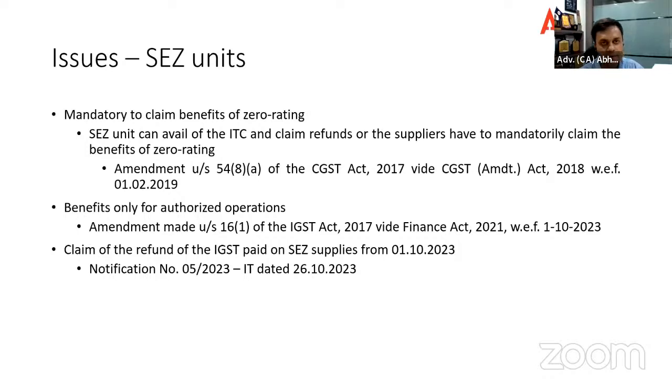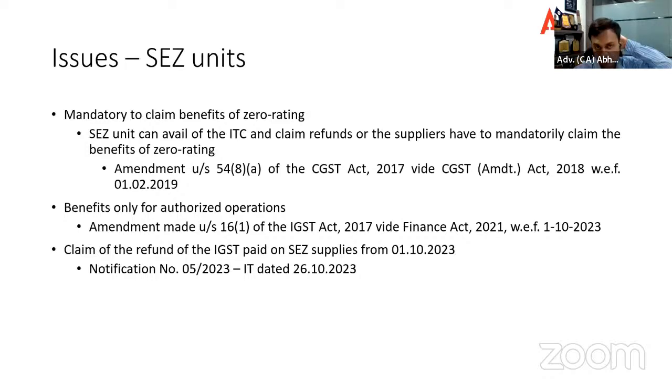So now, to my mind, an option is available that a domestic supplier can make the supplies to SEZ units or developer on payment of tax. Those units can avail of the credit, and whatever balance credit remains with them, to my mind, they can certainly also claim the refund under section 54(3), read with rule 89(4).